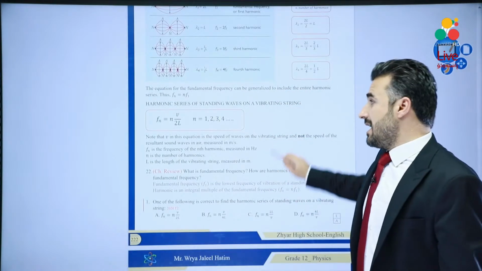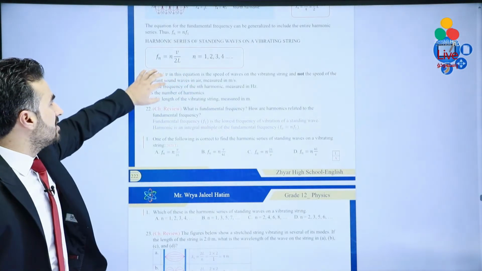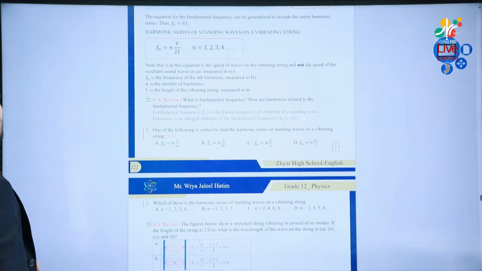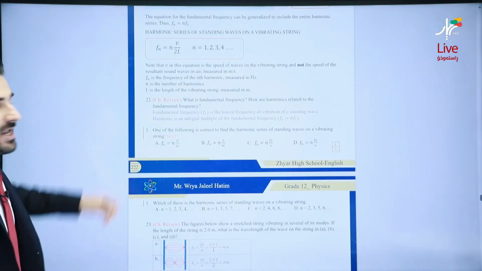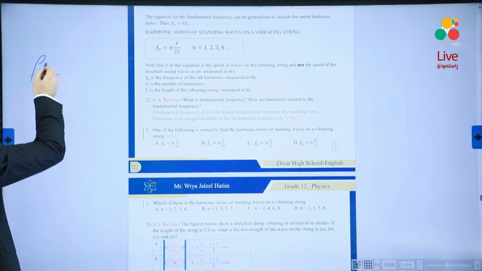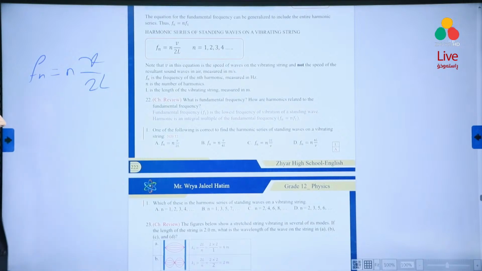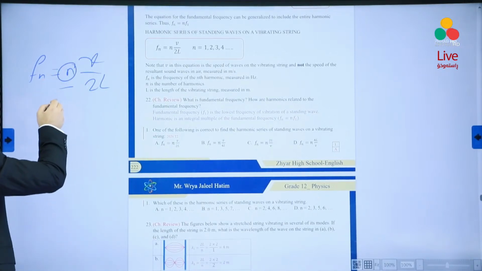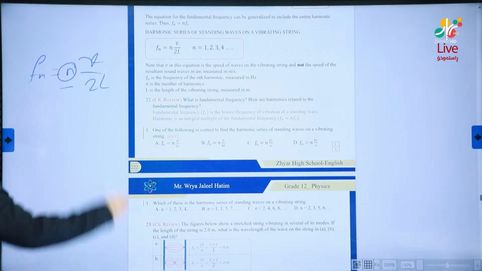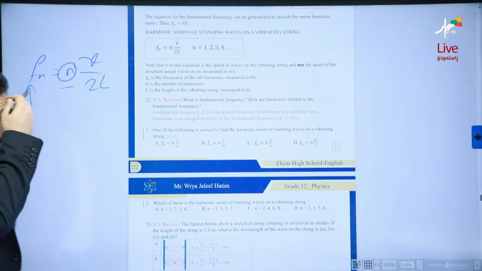All right, so of course you can go ahead with the third harmonic and fourth harmonic and so forth. And then we can have a general equation for a standing wave on a vibrating string. We say Fn equals n times v over 2l. Don't forget, this n once again represents the number of harmonics, yeah?